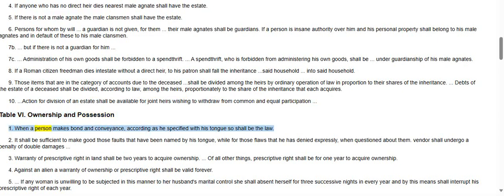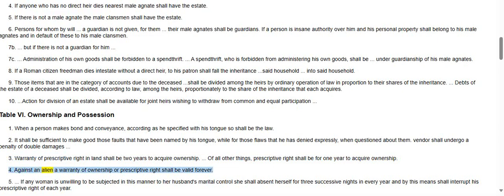1. When a person makes bond and conveyance, according as he specified with his tongue, so shall be the law. 2. It shall be sufficient to make good those faults that have been named by his tongue, while for those flaws that he has denied expressly, when questioned about them, the vendor shall undergo a penalty of double damages. 3. Warranty of prescriptive right in land shall be 2 years to acquire ownership. Of all other things, prescriptive right shall be for 1 year to acquire ownership.